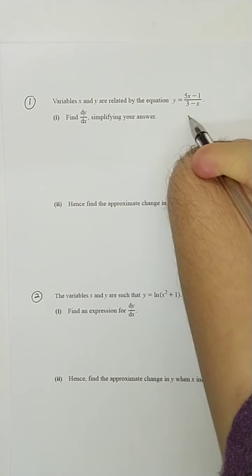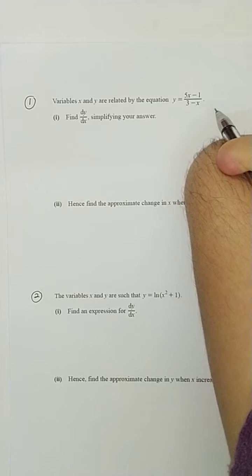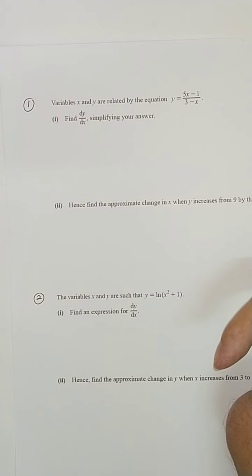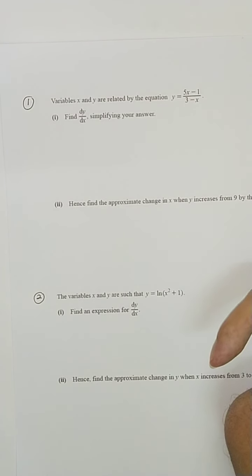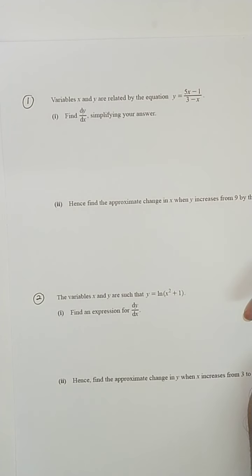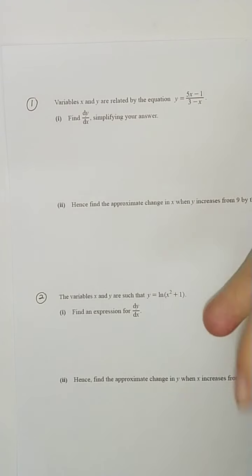If you look at this equation, this operation is division, so automatically we must apply the quotient rule. Do not use the product rule, do not use the chain rule, do not use the outside and inside rule. For this question, we need to apply the quotient rule because the operation is division. Let's begin.